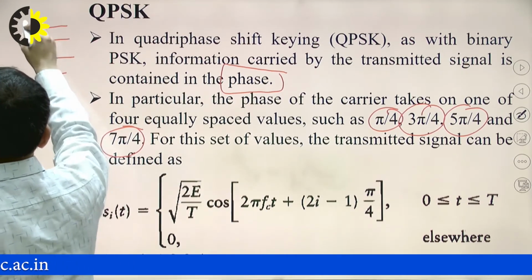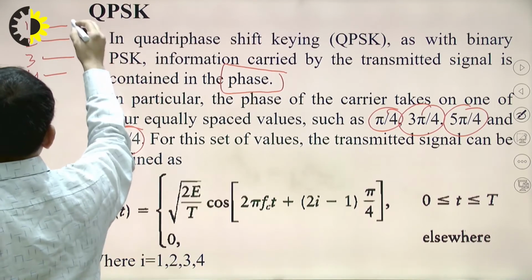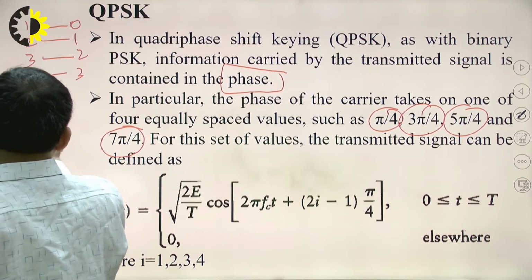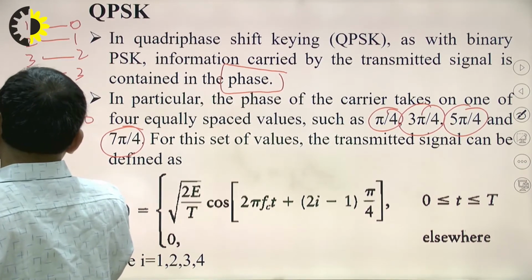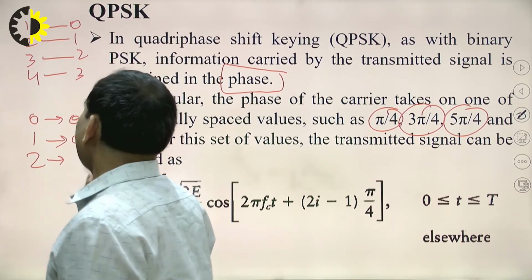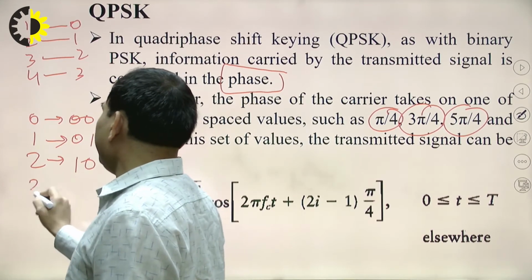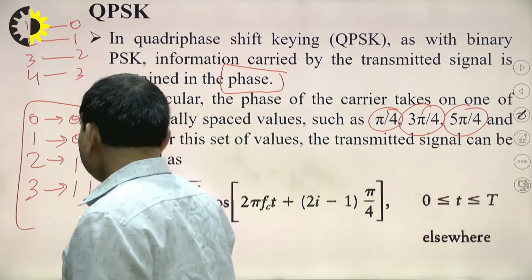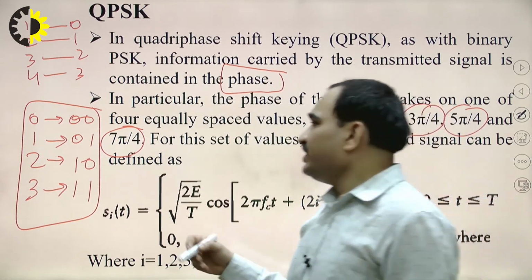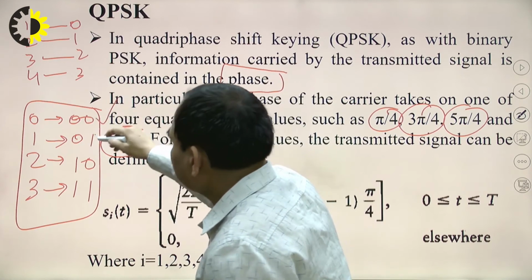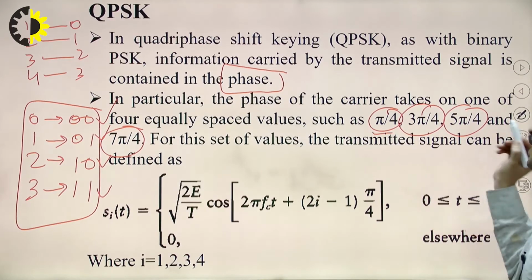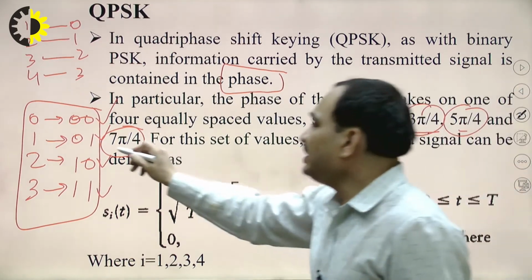If you are considering four levels 1, 2, 3, 4, or it may be 0, 1, 2, 3, we can write 0 as 0 0, 1 as 0 1, 2 in binary format as 1 0, and 3 as 1 1. So we can use these to classify the different phases. All these symbols, 00, 01, 10 and 11, will be separated out with phases pi by 4, 3 pi by 4, 5 pi by 4 and 7 pi by 4.